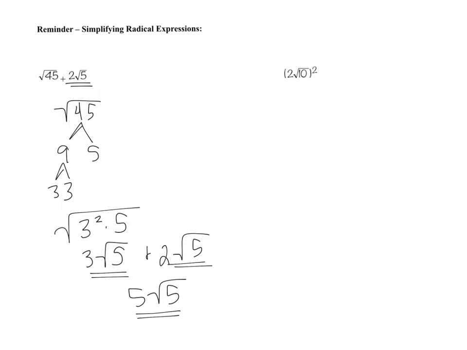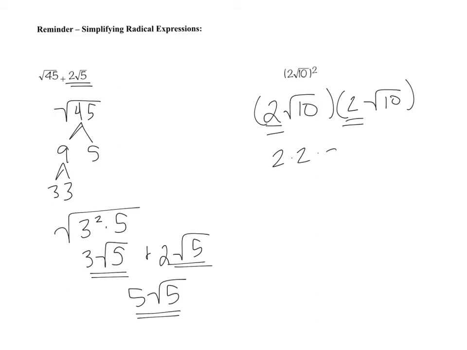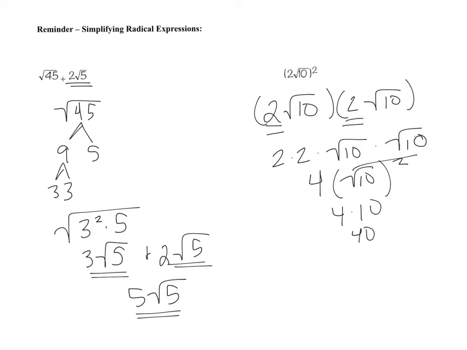Over here, a reminder is how we take the number 2 root 10 and square it, meaning multiplying it by itself. If you remember when we first learned square roots, we can rewrite this, since everything is multiplication, 2 times 2 times root 10 times root 10, which is just 4 times the square root of 10 squared. The square root of 10 squared is just 10, since a square and a square root undo each other, so we get a final answer of 40.